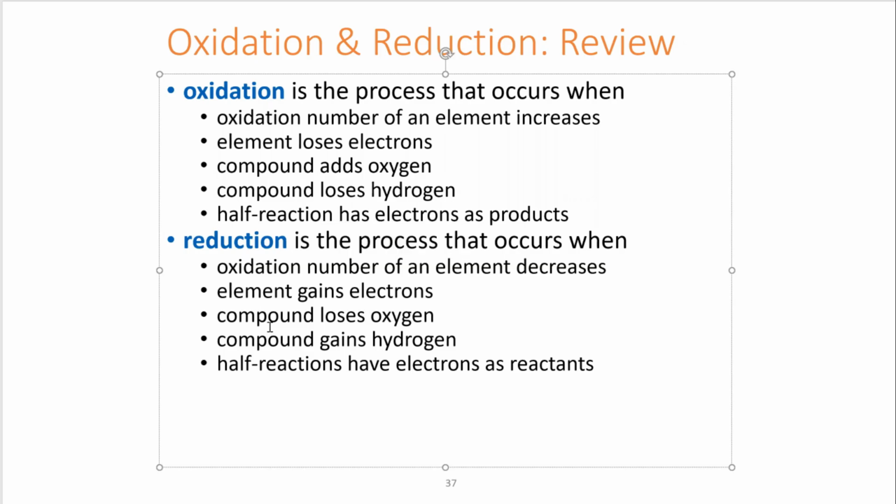And then reduction is the opposite of oxidation, and they both have to happen inside one equation. So for reduction, it's the decrease in the oxidation number, which means the increase in electrons, the loss of oxygen, or the gaining of hydrogen. A lot of these will happen at the same time, but not all of them need to happen. If you have an equation without oxygen in it at all, it could still be redox.